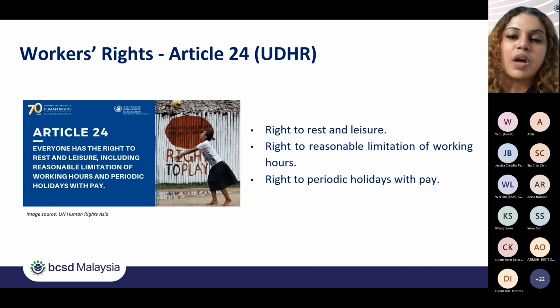Next, we have Article 24. Article 24 emphasizes the importance of leisure. It states that everyone has the right to rest and leisure, including reasonable limitation of working hours and periodic holidays with pay. Article 24 from the UDHR is actually very interesting because it presents the flip side of the right to work that I just spoke to you about in Article 23. So, Article 23 is your right to work, and Article 24 is your right to not be overworked.